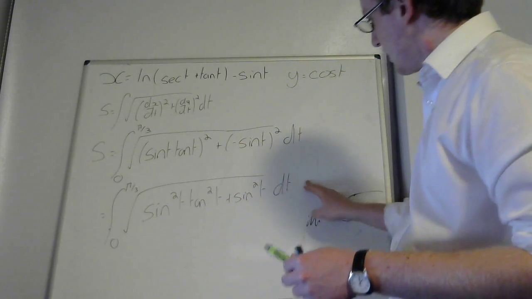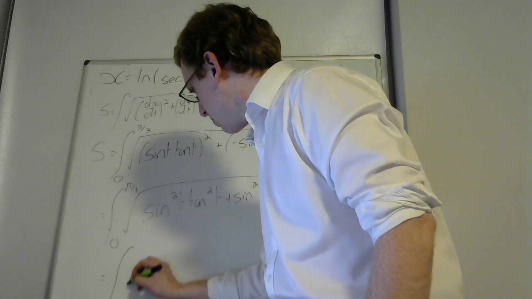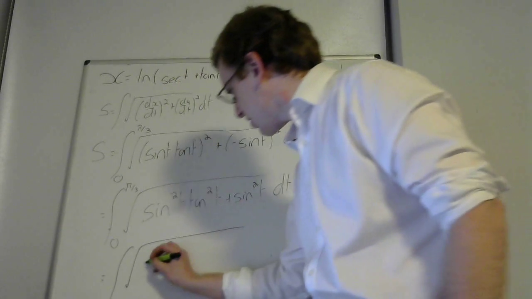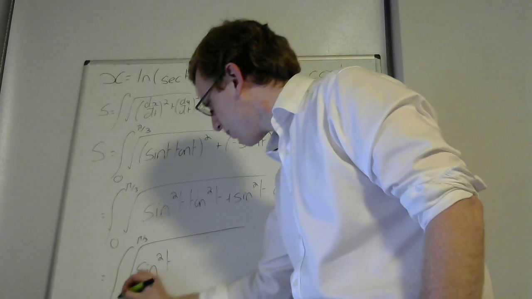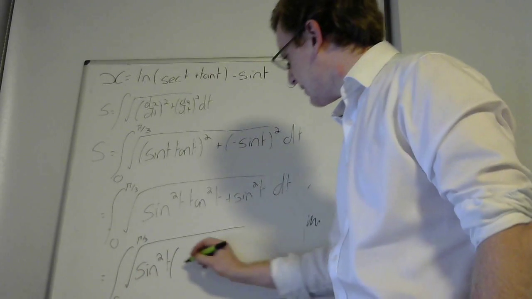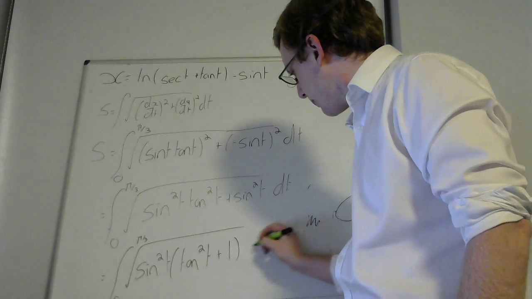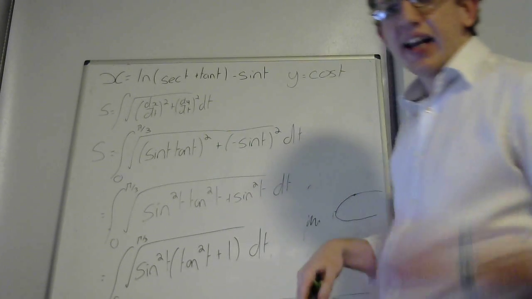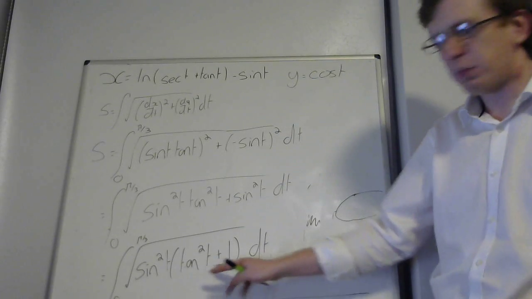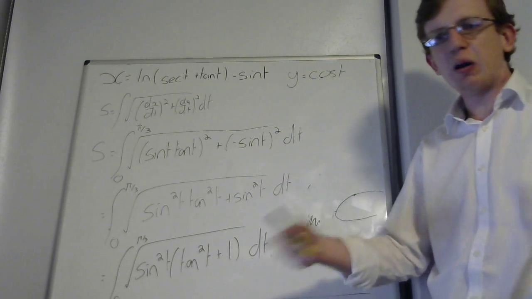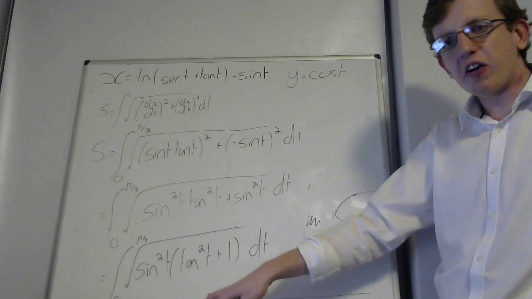Cool, so let's factorise out the sine. So the integral of the square root of sine squared t multiplied by tan squared t plus 1. And any sort of trigonometric squared plus or minus a 1, or like 1 minus tan squared, whatever, that should be firing off alarm bells.